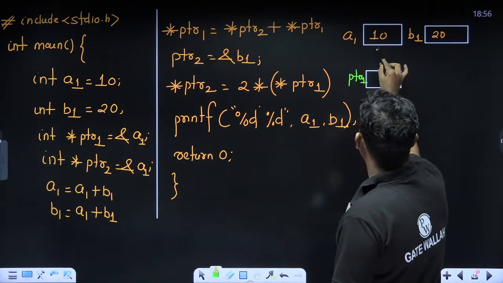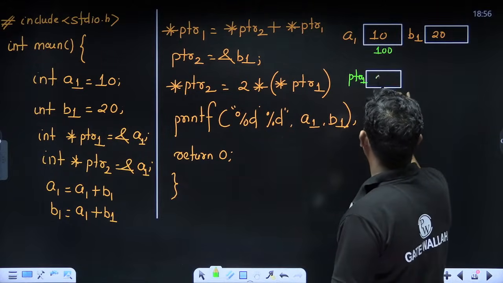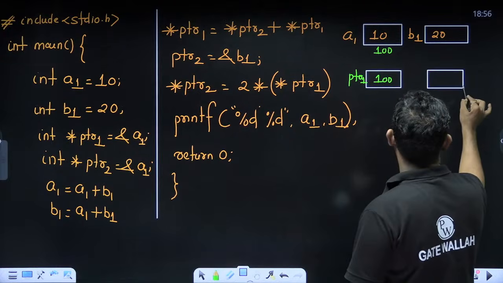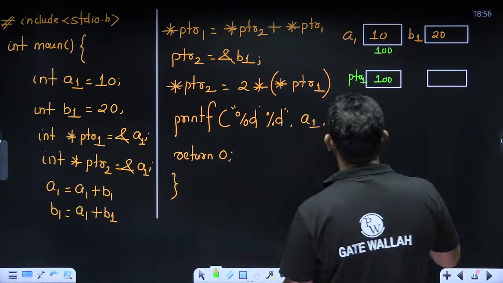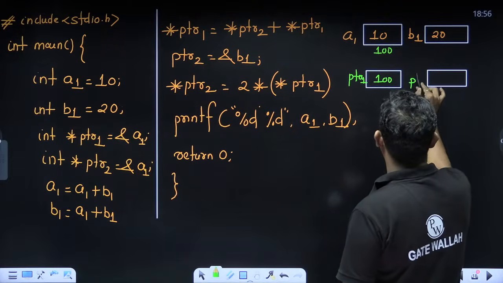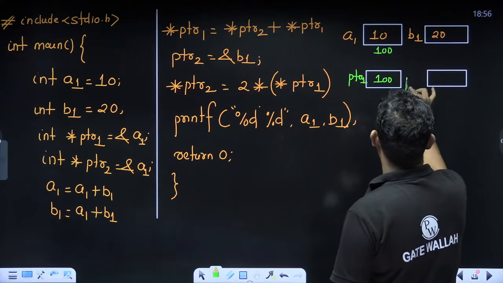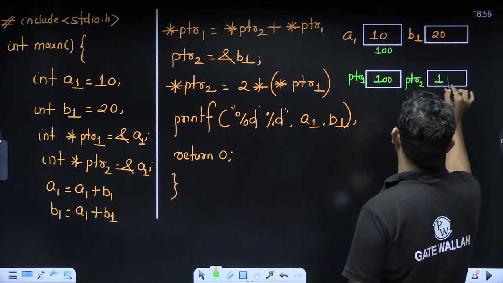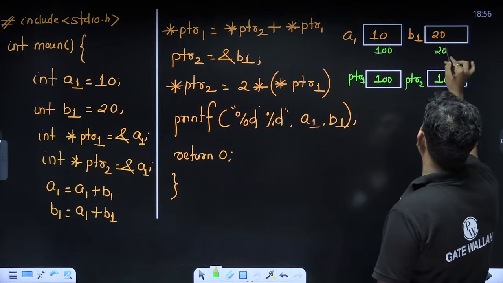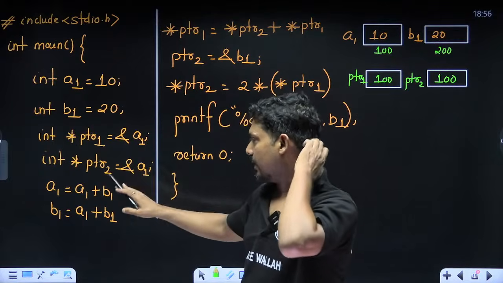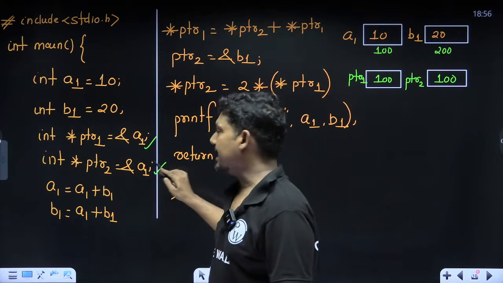Address of A1. So let's say this is 100. So this will be 100. PTR2 will be address of A1, in both cases. PTR2 also. So this diagram is very important. PTR2 is also the address of it, so this is also 100. And suppose this is 200. So now both the addresses are assigned, PTR1 and PTR2. Both are assigned to A1.